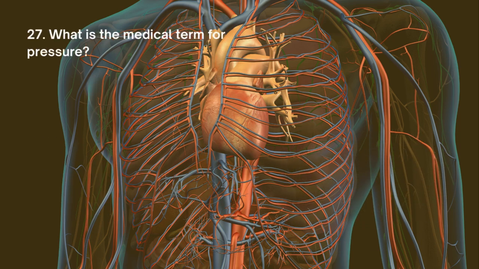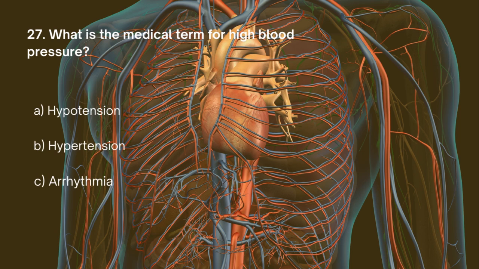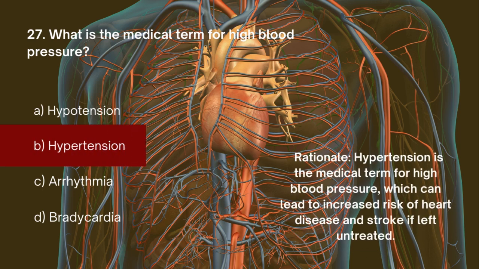27. What is the medical term for high blood pressure? A. Hypotension. B. Hypertension. C. Arrhythmia. D. Bradycardia. Rationale: hypertension is the medical term for high blood pressure, which can lead to increased risk of heart disease and stroke if left untreated.